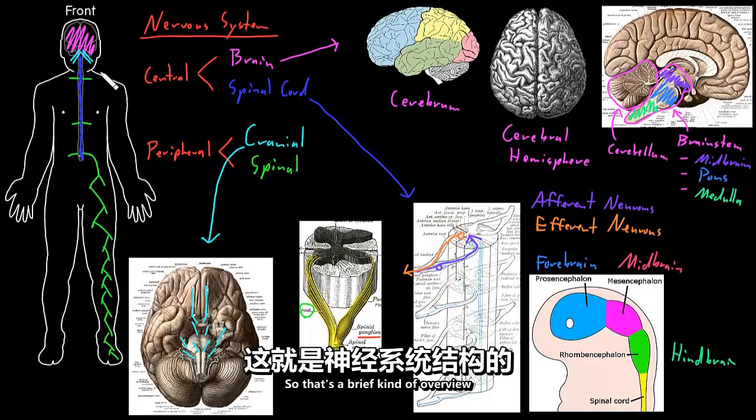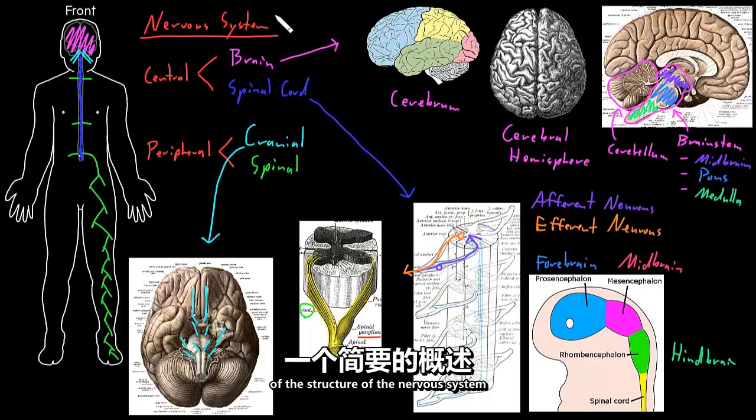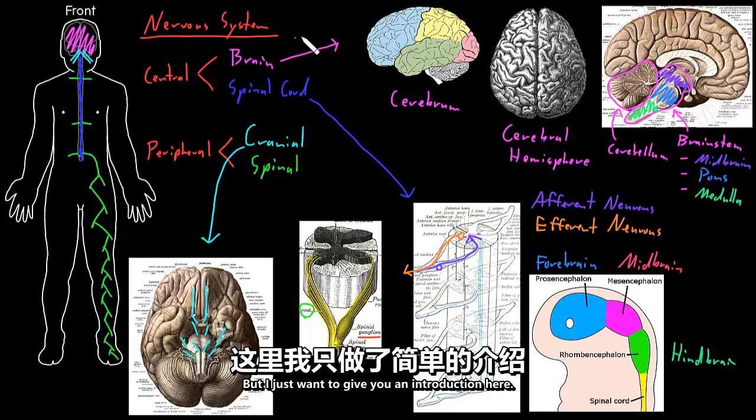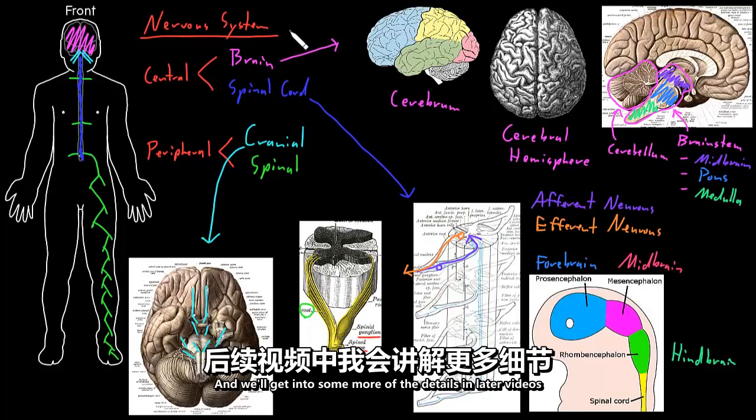So that's a brief kind of overview of the structure of the nervous system. And there's a lot more to it, of course, but I just want to give you an introduction here, and we'll get into some more of the details in later videos.